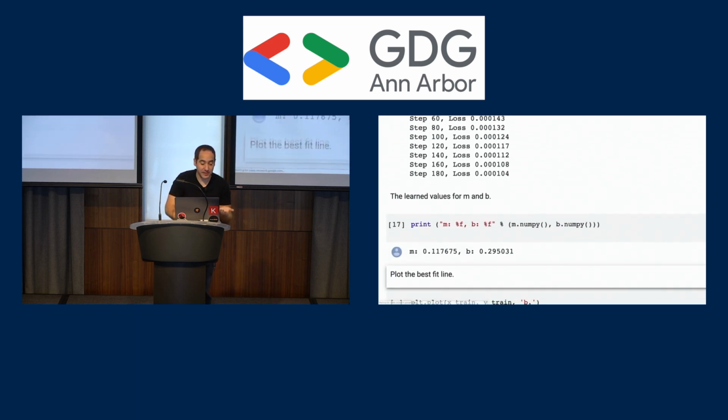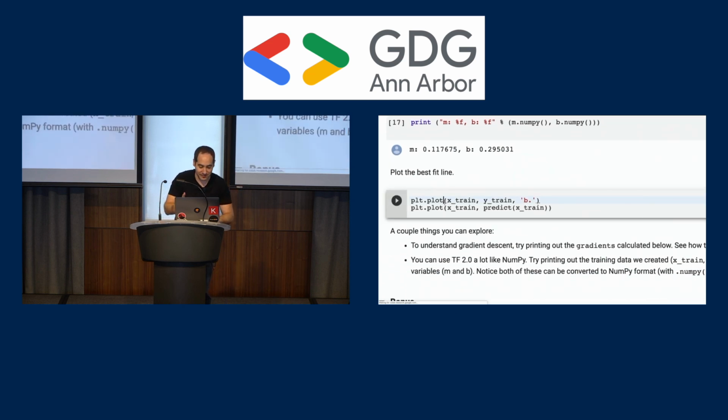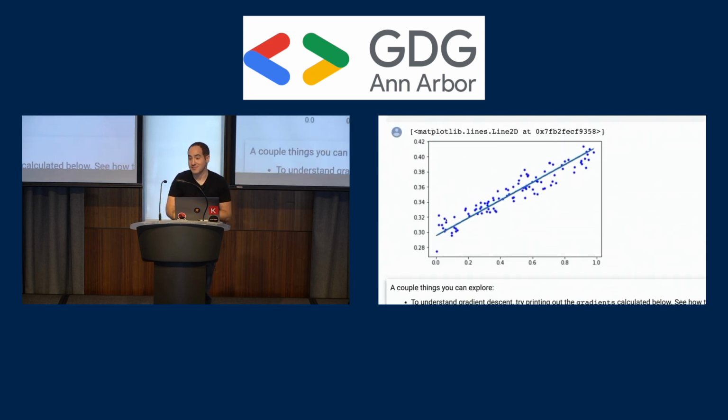We can print out the final values for m and b, and if you compare those to the distribution we used to make the data, they're very similar, and then we can plot the best fit line. And so that's linear regression the slow way.